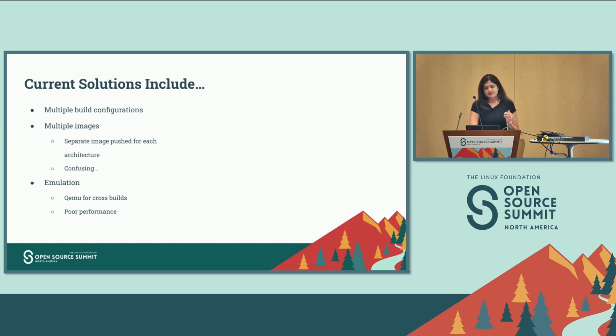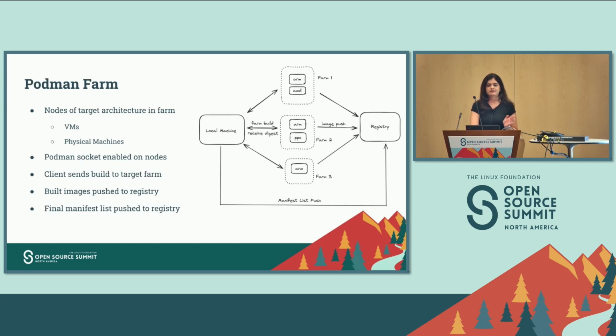So we were thinking, is there a way that we can optimize for cost and performance, but also be able to do these multi-arch image builds from one machine, where a developer doesn't need to have physical access to these various machines? And that's where Podman Farm was born.